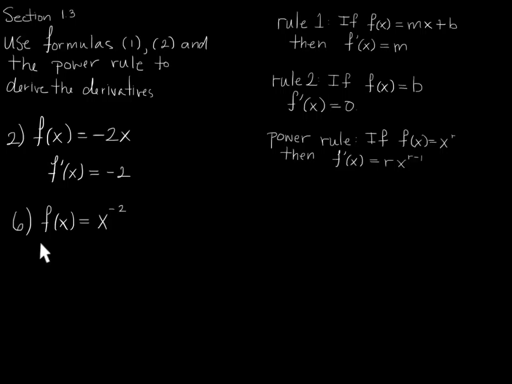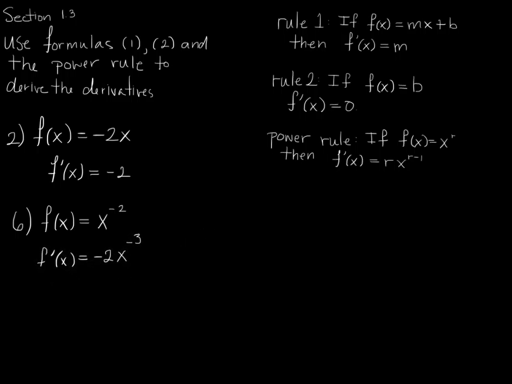For number 6, we have a power function, x to the negative 2. The power is negative 2, so we can simply follow this rule, which gives us that f prime of x is, now bring the negative 2 power down in front of the x, and then subtract 1 from the negative 2. So negative 2 minus 1 is negative 3.